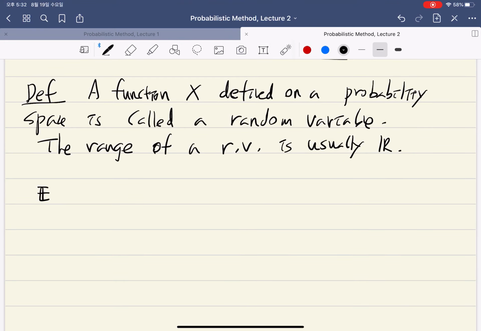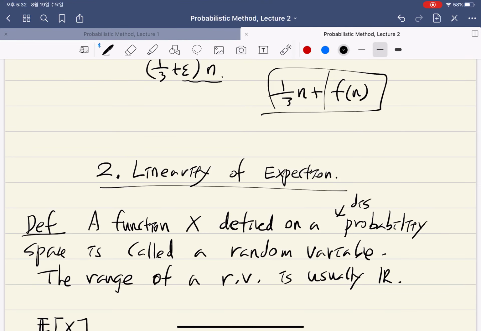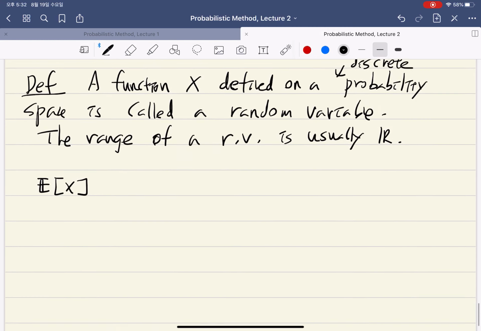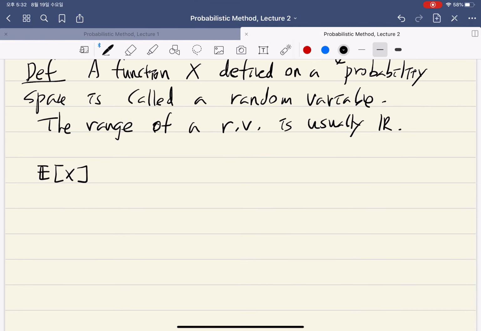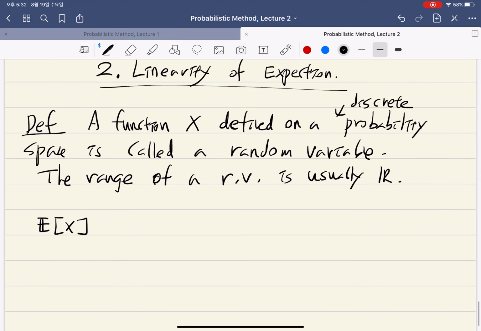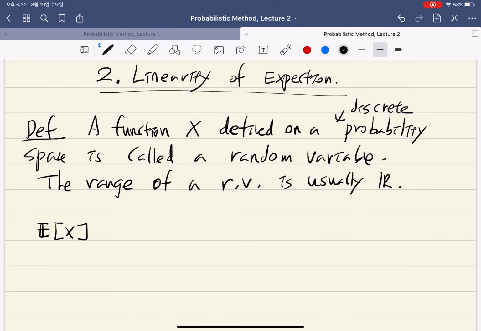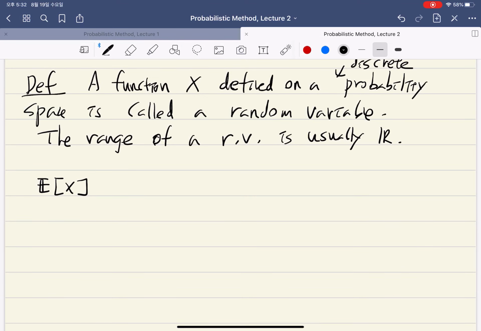And we define the expectation of x. Let's say this is a discrete probability space, because we will mainly deal with discrete probability spaces. Then this is the definition of the expectation, where the E runs over all elements of the discrete probability space.